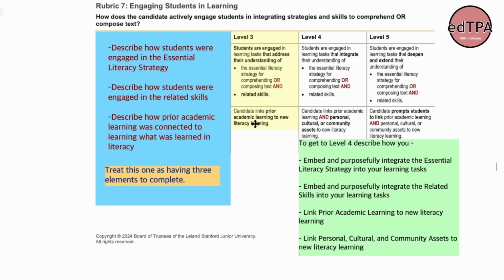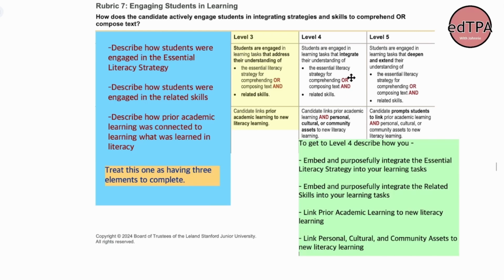Remember, you have to hit all the level 3s to get 3. Every one of these. So think of it as a checklist. Describe how students were engaged in the essential literacy strategy. Describe how students were engaged in related skills. So you see both of them. Because it's essential literacy strategy here, related skills here, you have to have both. Describe how prior academic learning was connected to learning what was learned in literacy. So this is this piece here. So treat this one as having 3 elements to complete.